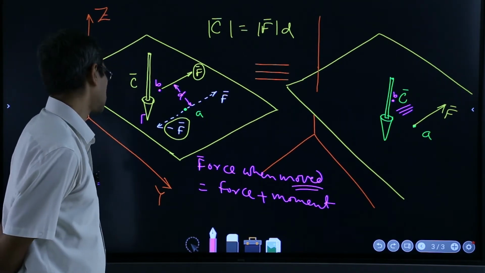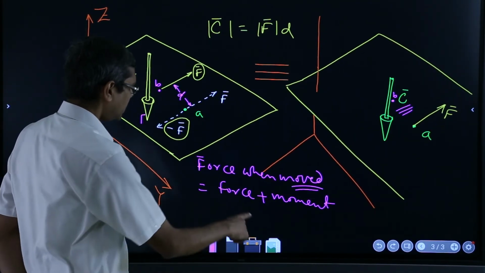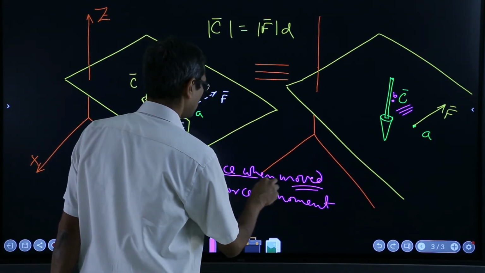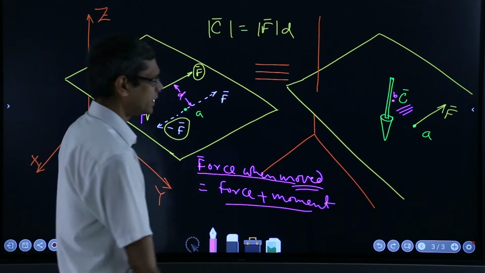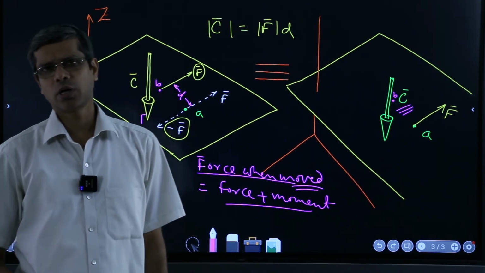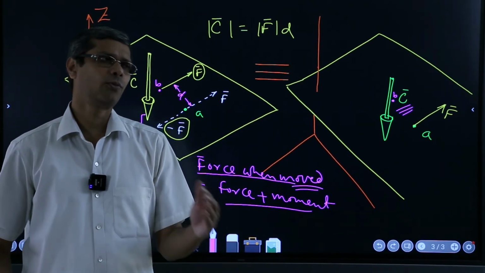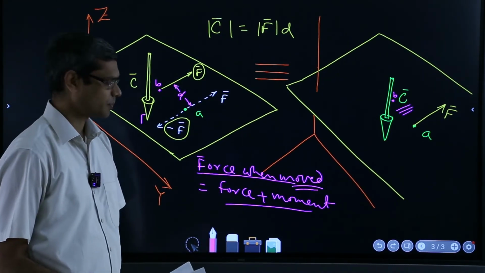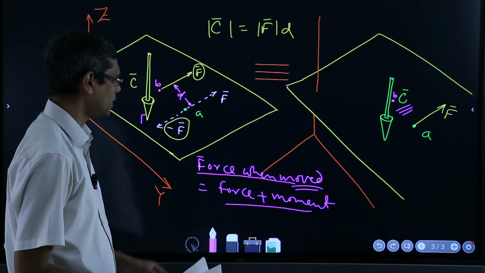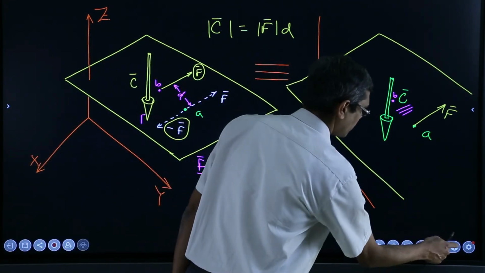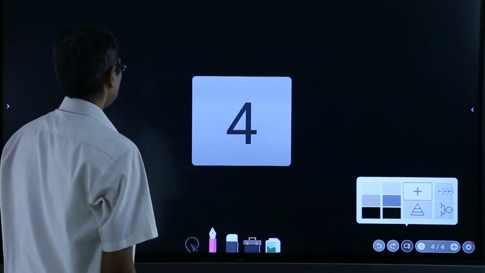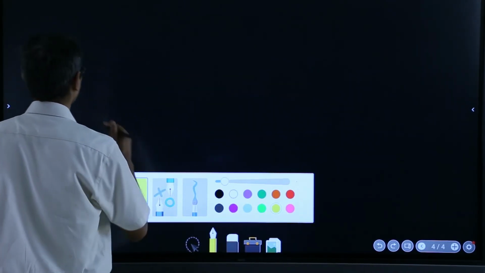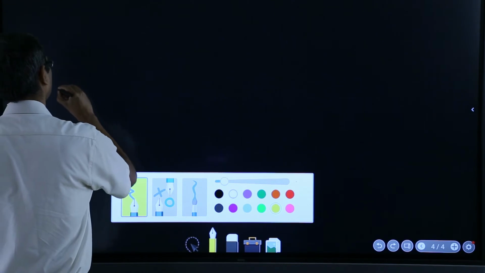Then, what else? Is the reverse possible? For example, see here, you converted a force to a force plus moment. Now can you do the opposite? That means if you have a force plus a moment, can you convert that into a single force? Is the reverse possible? Let's see. So in this case, we have something like this. Again, I'll draw a plane.